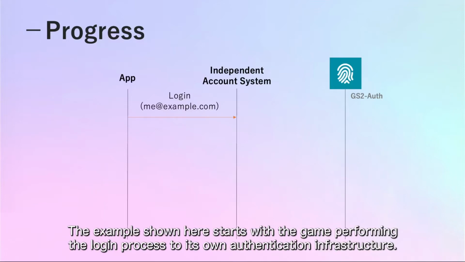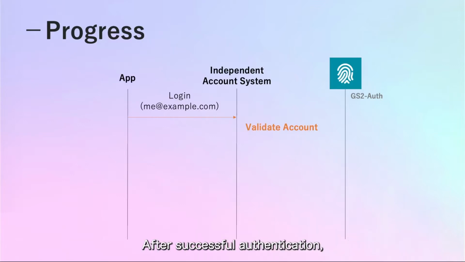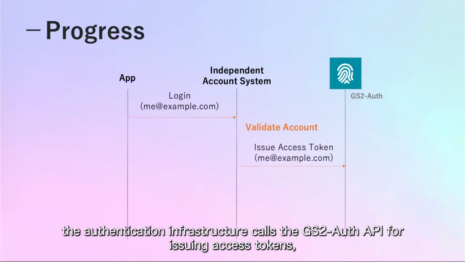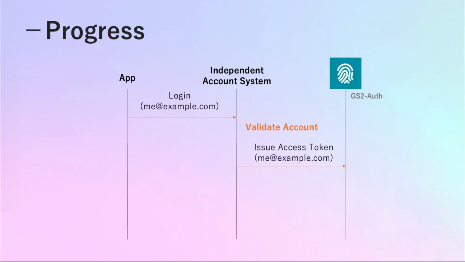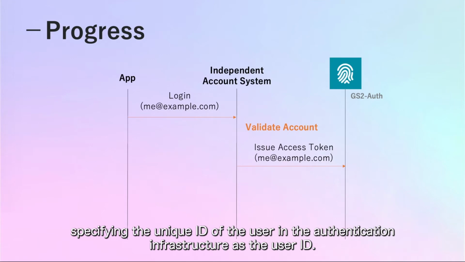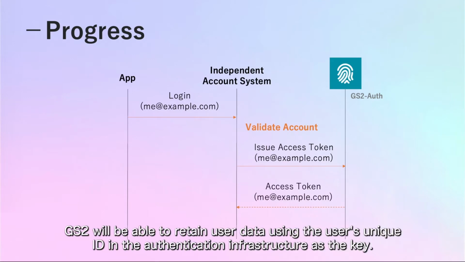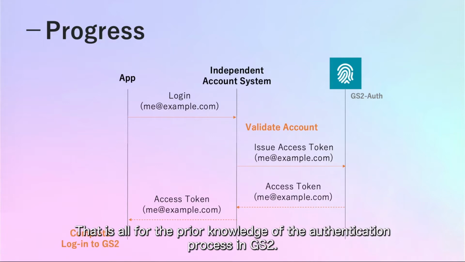The example shown here starts with the game performing the login process to its own authentication infrastructure. After successful authentication, the authentication infrastructure calls the GS2 auth API for issuing access tokens, specifying the unique ID of the user in the authentication infrastructure as the user ID. GS2 will be able to retain user data using the user's unique ID in the authentication infrastructure as the key. That is all for the prior knowledge of the authentication process in GS2.